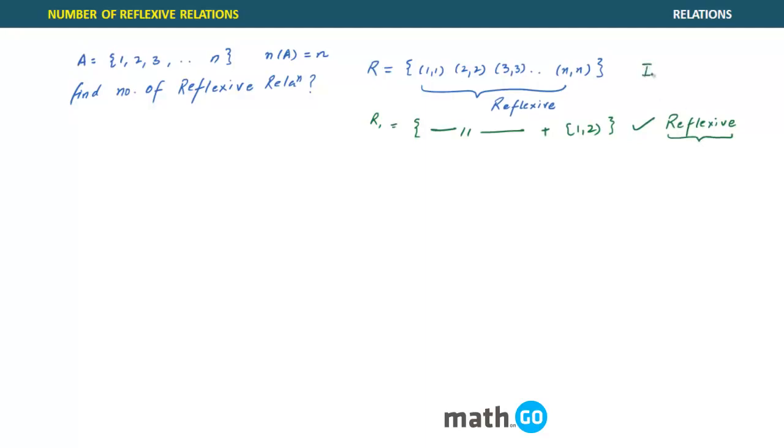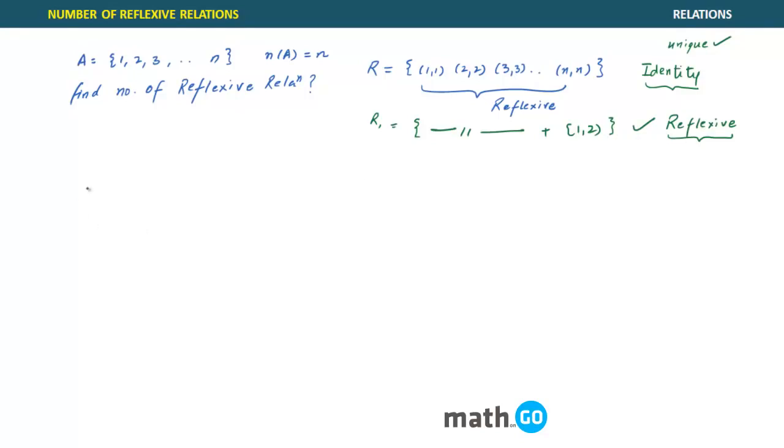Though this for sure is identity. And in fact, if somebody asks you how many identity relations there are, then identity relations are unique. It is always one. You cannot have more than one identity relation on a particular set. Okay, so now let's come back.